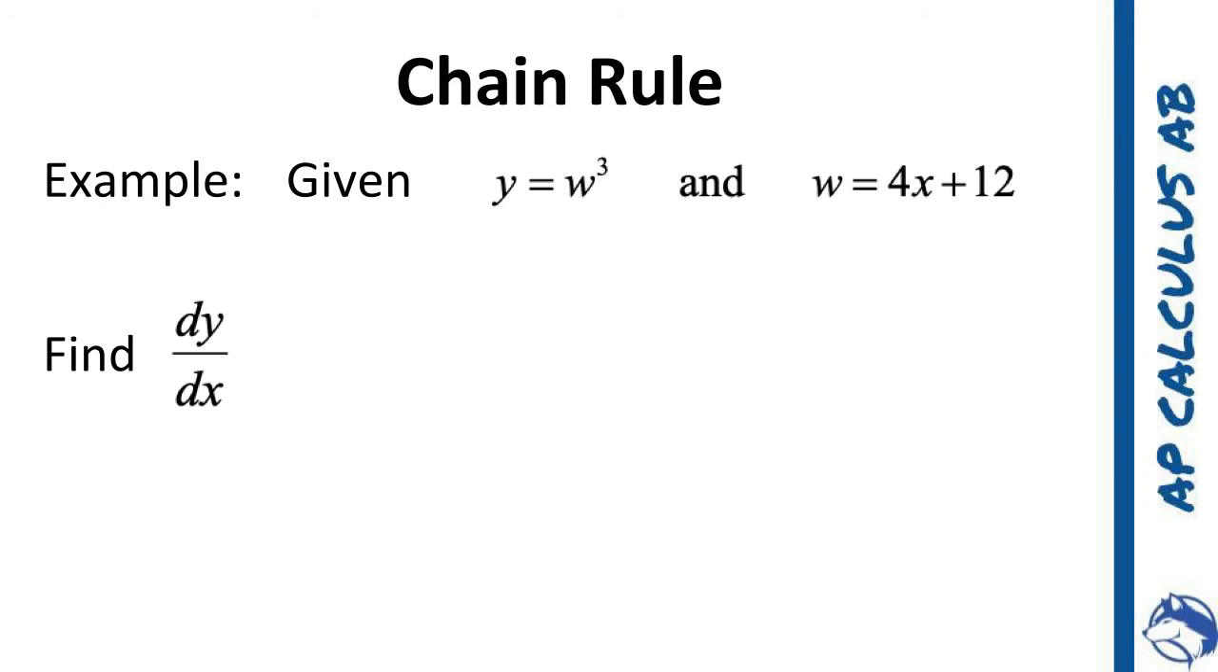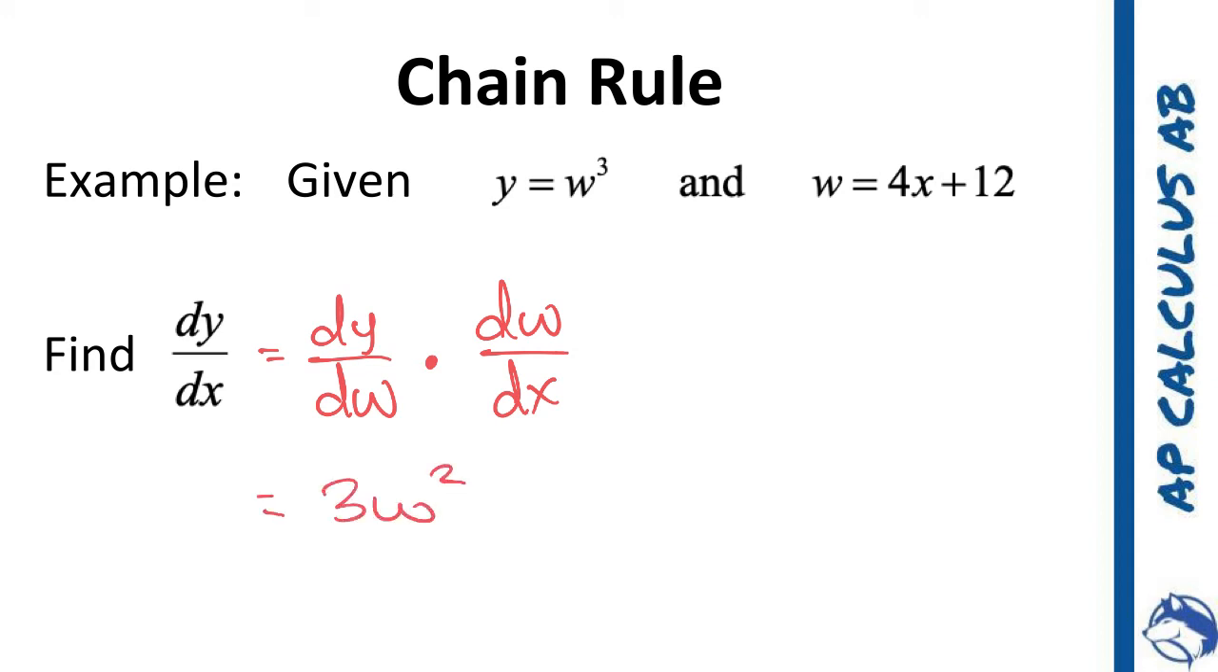So if you're given this example where y is equal to w cubed and w is equal to 4x plus 12, well, what we're going to end up here is that we need to take the derivative of y with respect to w, and then we're going to need to multiply it by the derivative of w with respect to x. So the derivative of y with respect to w would be 3w squared. Okay, and then now we need to take the derivative of w with respect to x. So w, if I were to want to define dw dx, this is going to be equal to 4, because the constant is just nothing. And then we have to multiply this by 4.